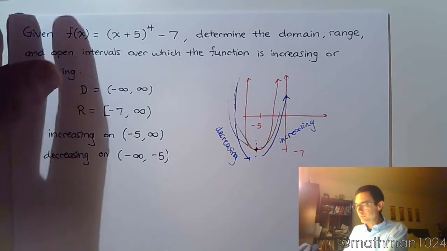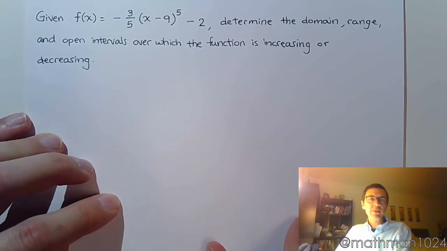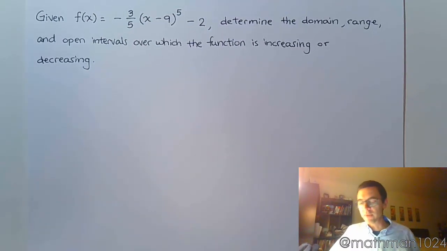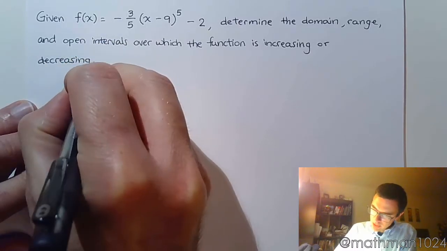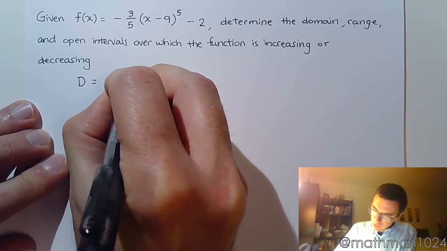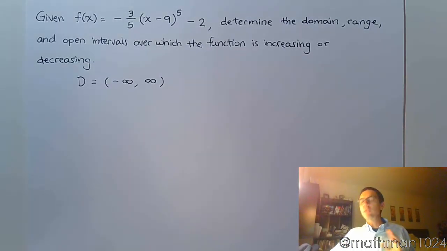Let's try another one. Suppose we have f of x equals -3/5 quantity x minus 9 to the 5th power minus 2. So let's go ahead and start with what we know, right? This is a polynomial function, and we know for every polynomial function, your domain is going to be all real numbers. So we can go ahead and write that down, free points, right? Every time, free points. As long as it's a polynomial function, the domain is going to be all real numbers.